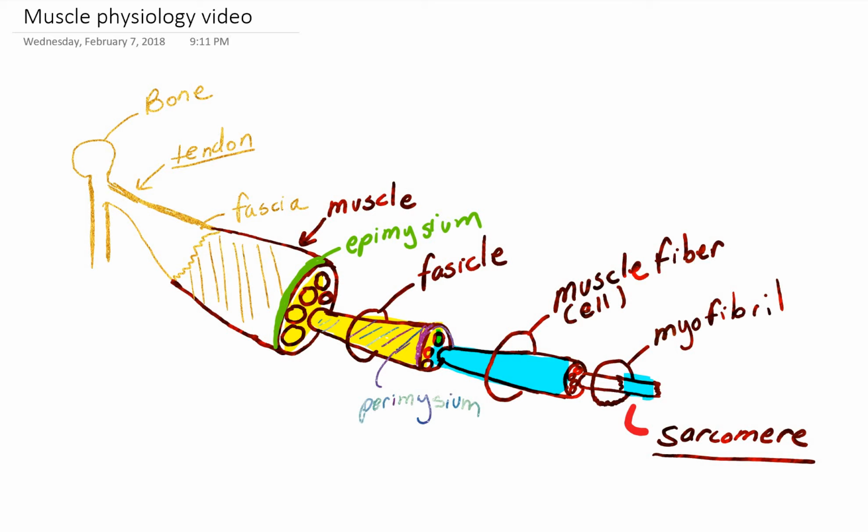And then finally, there's a membrane that covers the muscle fiber, and that membrane is known as the endomysium. So when you look at this, you have the muscles covered by an epimysium, the fascicles covered by the perimysium, the muscle fiber covered by the endomysium, and then the myofibril itself is within the muscle fiber itself.